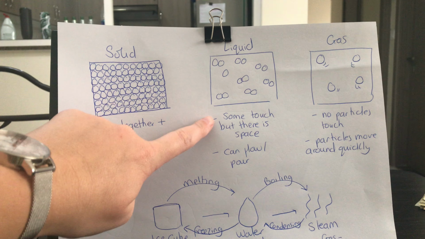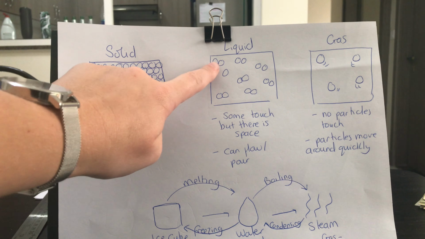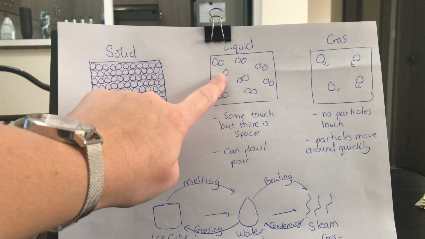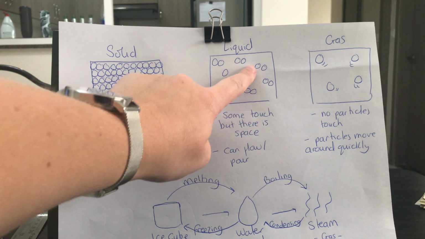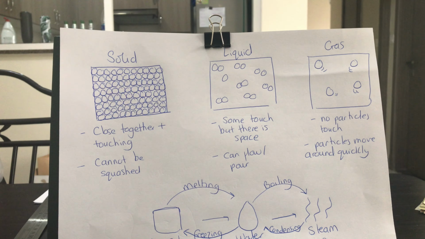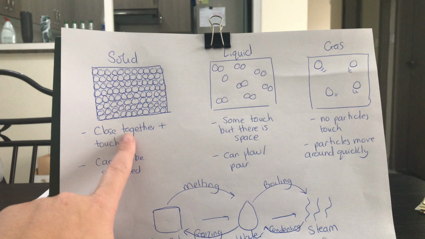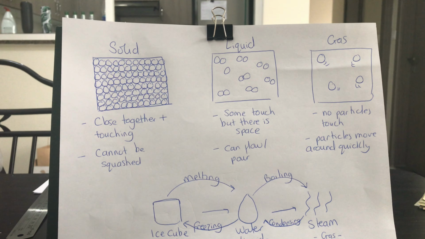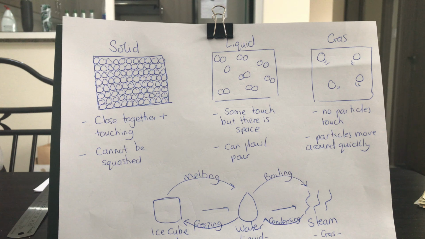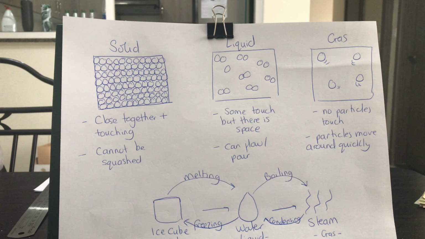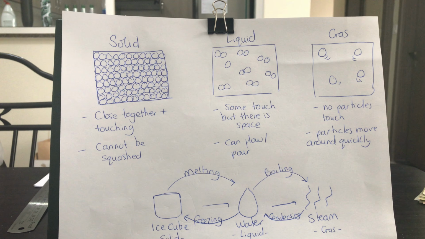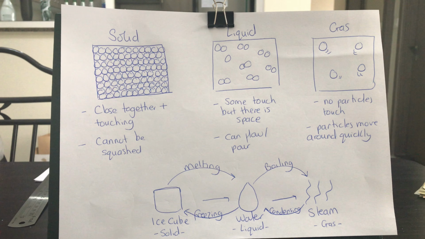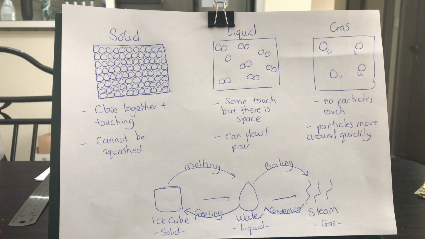All right, next one is a liquid. As you can see here, some of our particles are touching, but some of them aren't. There's a lot more space in between them. So this is different from the solid. Liquids can flow or you can pour them. Anything that you could pour from a bottle into a cup or anything that comes out of the tap might be a liquid. One example is water. Could you think of another one?